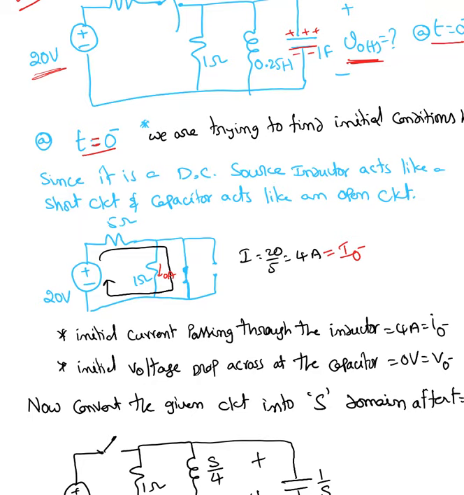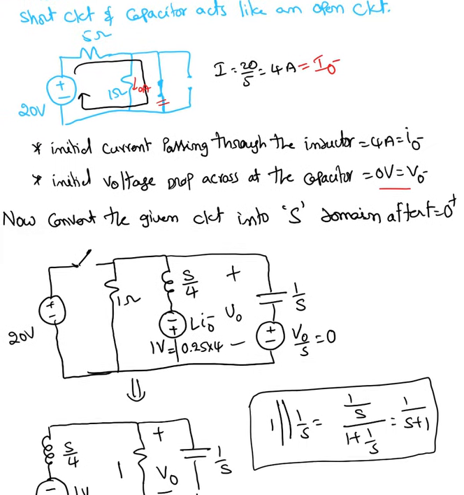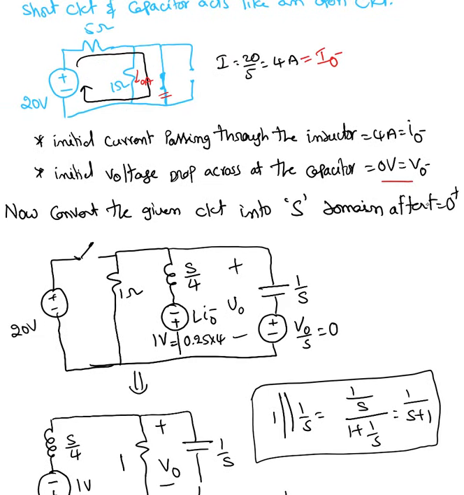What is the initial voltage drop across the capacitor? The short circuit is in parallel with the open circuit, so the voltage drop across the short circuit is 0. So the voltage drop across this must be 0, so V0 minus is 0. Now convert the given circuit into the S domain after t equal to 0 plus. So here I'm taking t equal to 0 plus.